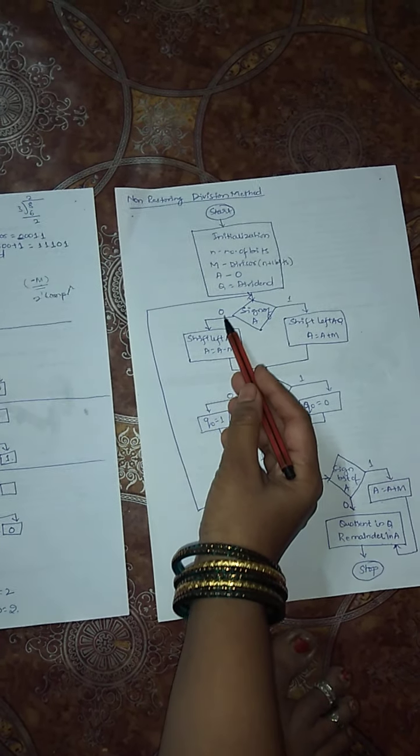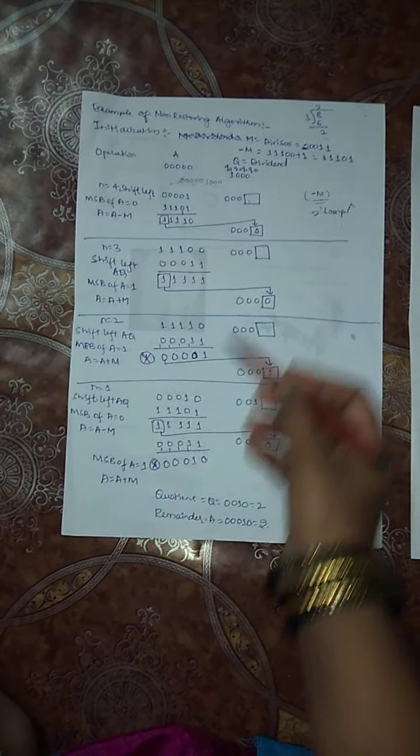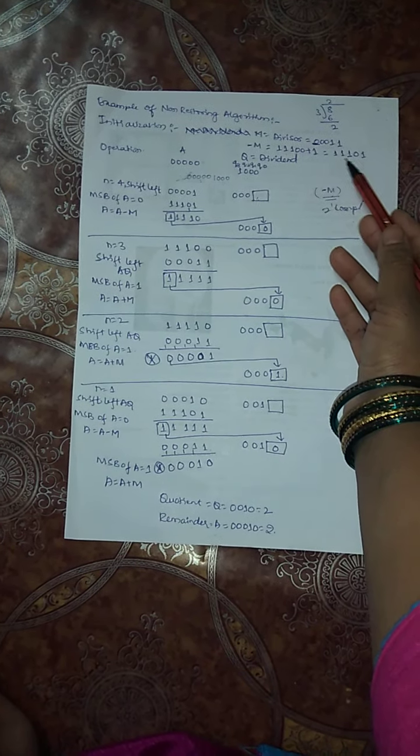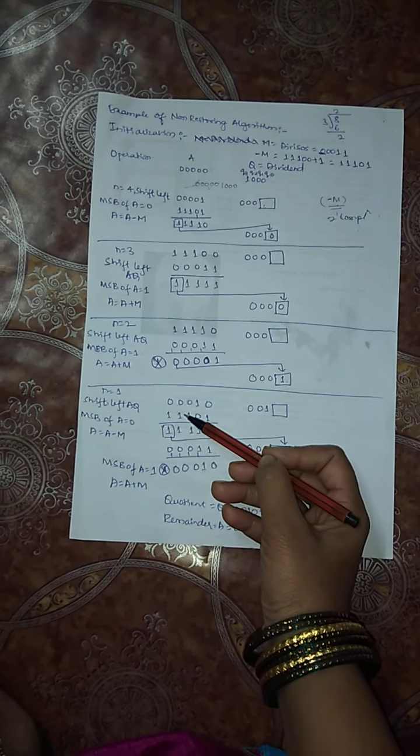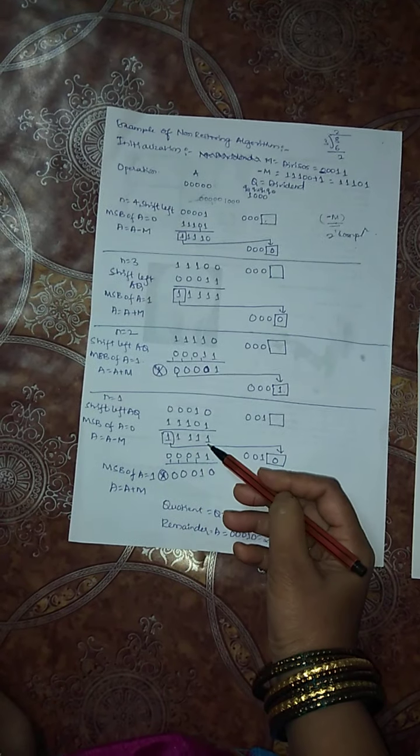So when the MSB bit is 0, what am I doing here? A is equal to A minus M. What is minus M value? Minus M value is 11101. So I am taking here 11101. Then I am going to do the addition. This I am going to get here.